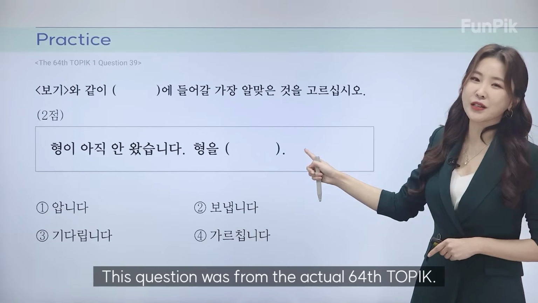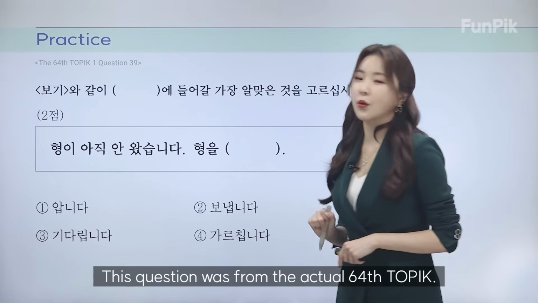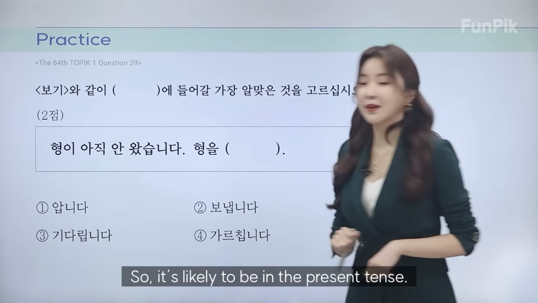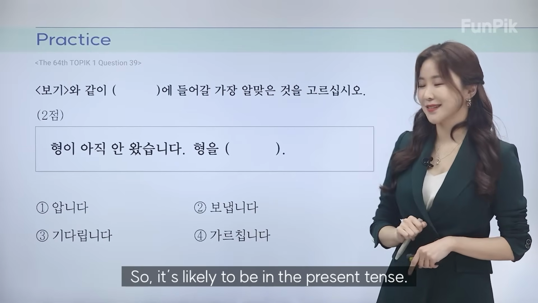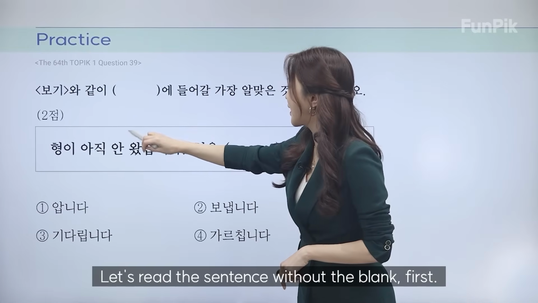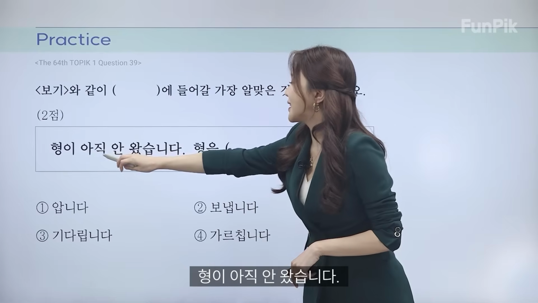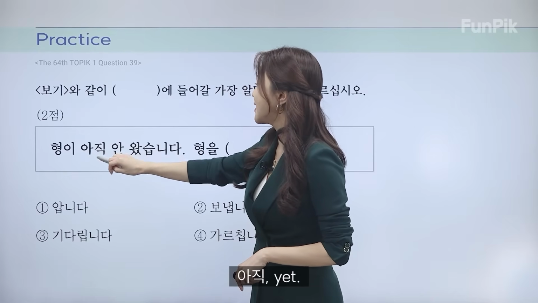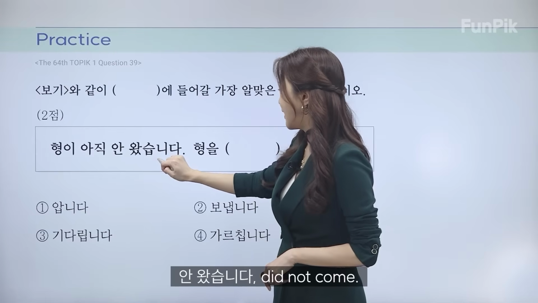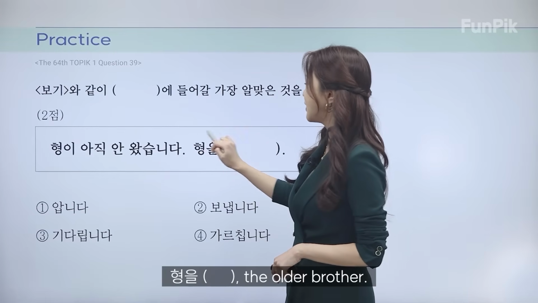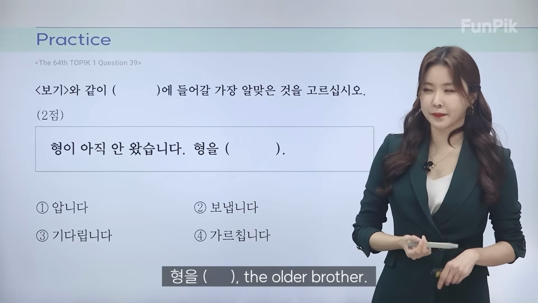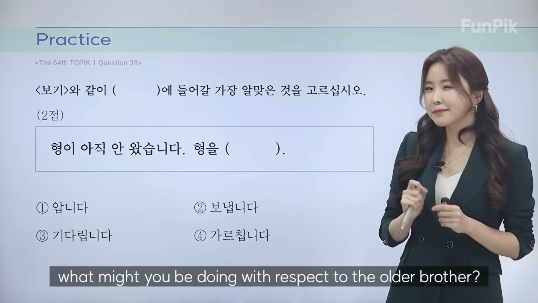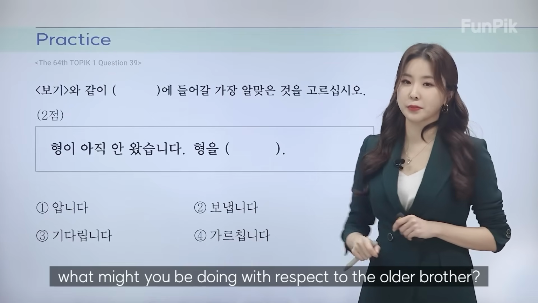First, this question was from the actual 64th topic. Let's see how much it's worth. 2 points. So likely to be in the present tense. Okay, let's read the sentence without the blank first. 형이 아직 안 왔습니다. 형, older brother, 아직, yet, did not come. Okay, 형을, the older brother. If the older brother hasn't come yet, what might you be doing with respect to the older brother?